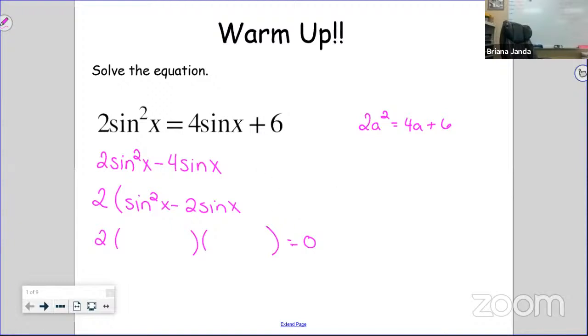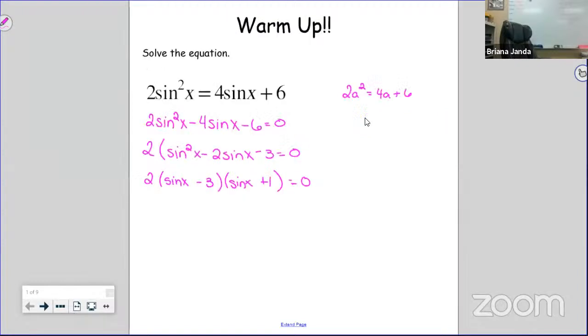Let's try this again. Solve my equation correctly. Factors of -3 that add up to -2. Factoring with a sine, so sine and sine, which we have a -3 and a positive 1.